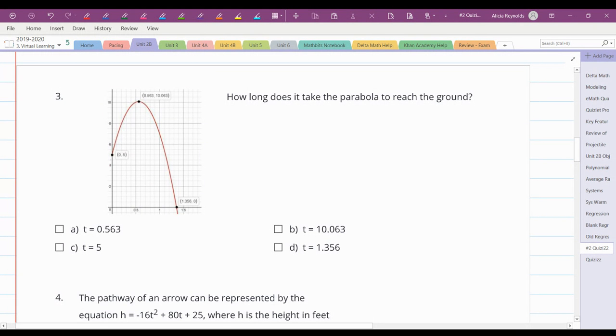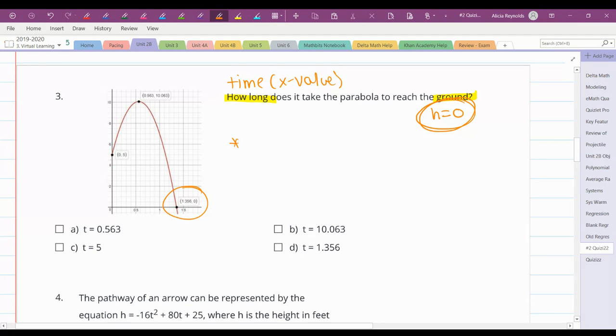Number 3, how long does it take the parabola to reach the ground? How long is telling us we need to be looking for time, which is going to be an x value. And if it hits the ground, that means that h equals 0. That was one of the Edpuzzle questions that I asked you guys: what is the initial height of an object that is launched from the ground? The ground is at 0 feet. If something is sitting on the ground, it is 0 feet off of the ground. So if I'm looking for when h is 0, that's going to be at my positive root.